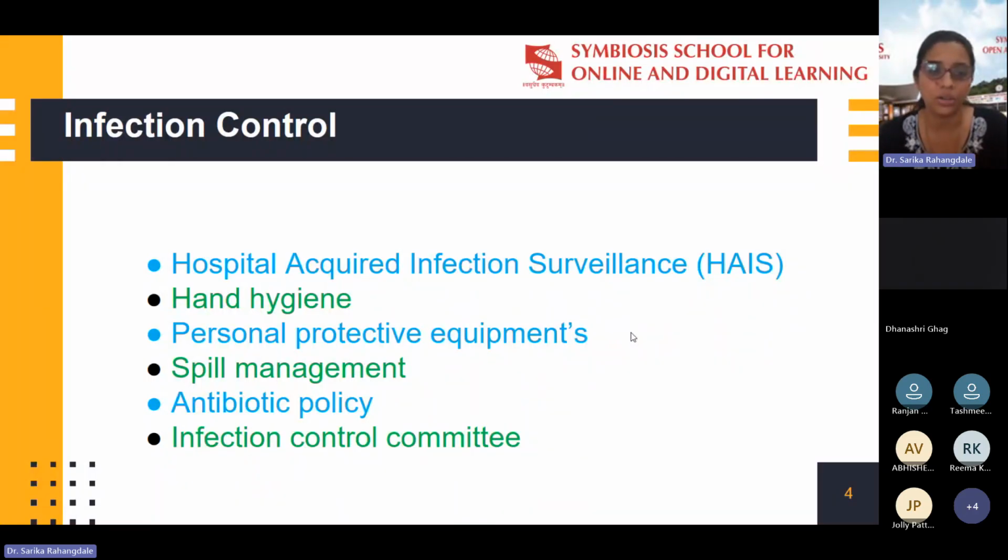Also hand hygiene and personal protective equipment, because PPE has gained more importance since the Corona time. Post COVID, we are practicing wearing PPE more. Next is spill management, then the antibiotic policy and infection control committee. Under the infection control heading, which carries 20 marks, you have to observe these six headings and prepare a report based on that. You have to see what is practiced in the hospital where you are planning to conduct the logbook.